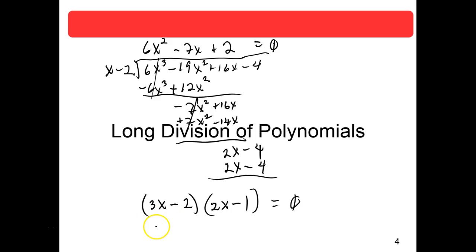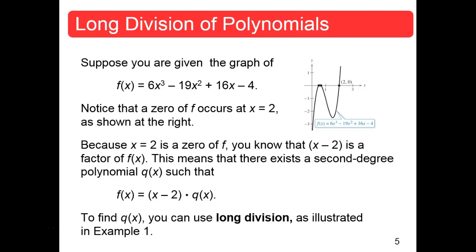What are they? X equals 2/3, and x equals 1/2. You set each of those equal to 0 and solve, right? Let's go back and look at this. Does that look like it could be a 1/2 and a 2/3? I bet it is. So we've just found the other 2 zeros.